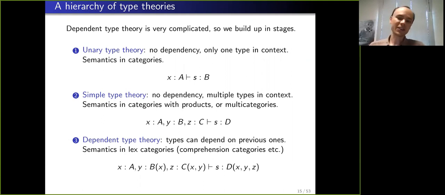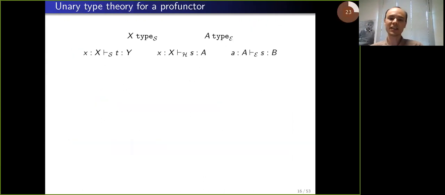And I'm very indebted to Dan Licata for introducing me to unary type theory. It feels very degenerate from a certain point of view, but for that same reason, it makes it very transparent to understand what's going on when we talk about things like adjunctions and universal properties. So here's our unary type theory for describing a profunctor between 2 categories or higher categories S and E.